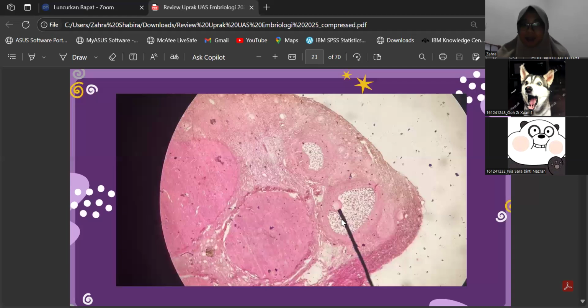I hope you're able to see this pointed arrow, this black pointed arrow. If there is a question, what cell is pointed at? What is the cell's name that is pointed by this arrow? What are you going to answer?